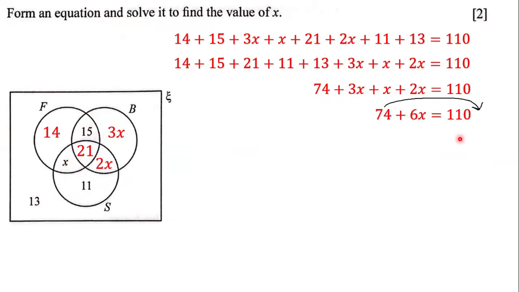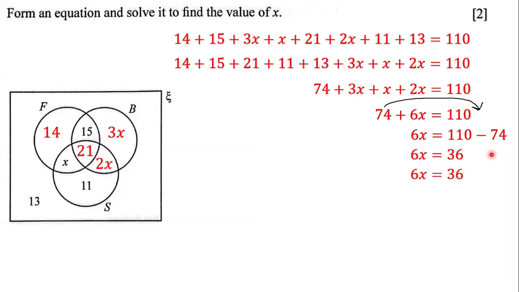What we're going to do here is take the 74 and send it over the equal sign. And so we have that 6x is equal to 110 minus 74. And what is 110 minus 74? Well, 110 minus 74 is going to be 36. And so what do we have? Well, we have that 6x is equal to 36.